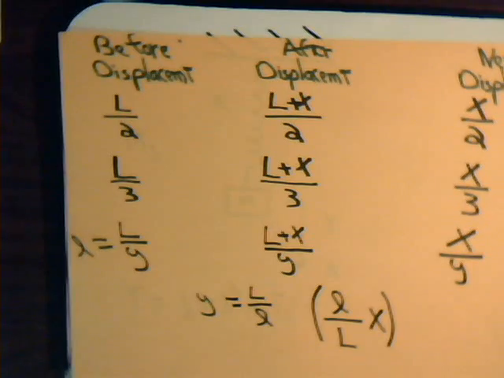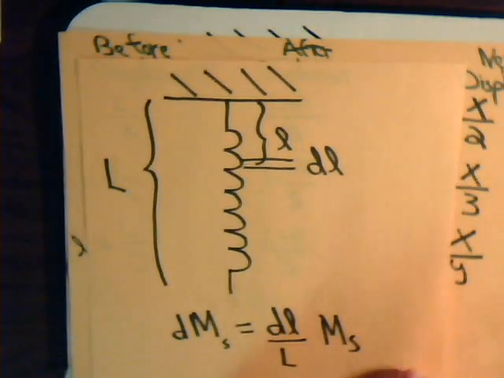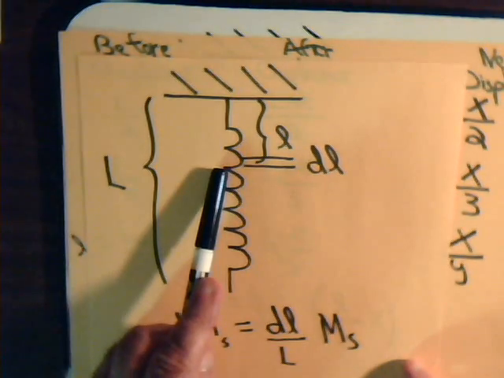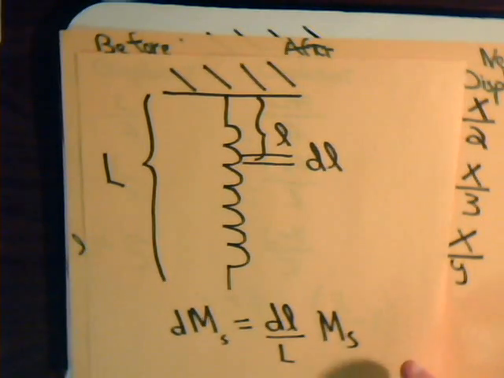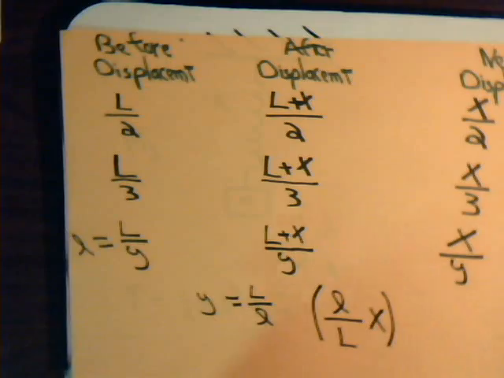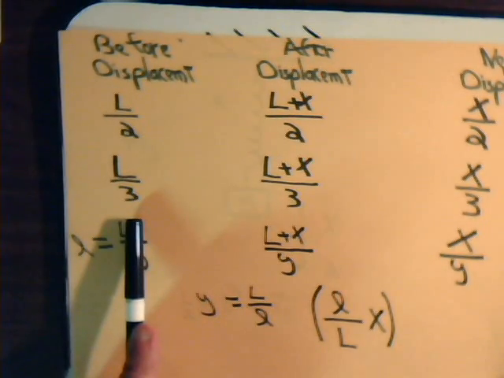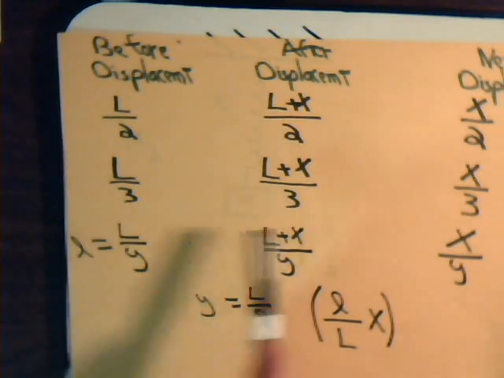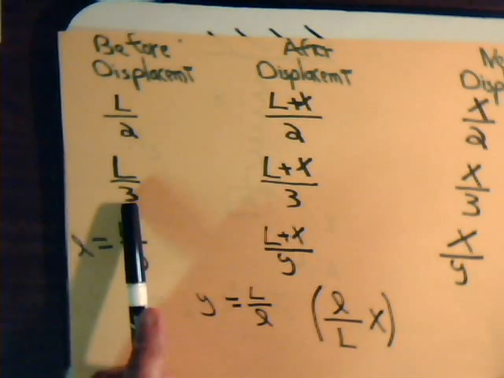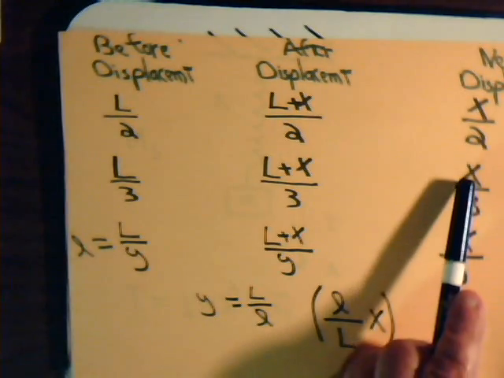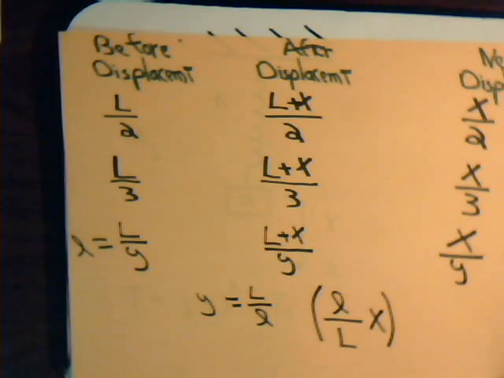What happens if we were, say, 1/3 the distance down, and then the bottom part of the spring gets stretched out by a distance x? So here we're at L over 3. Then when the bottom part gets stretched out a distance x, this is going to be at L plus x over 3, or our 1/3 point gets displaced by x over 3.